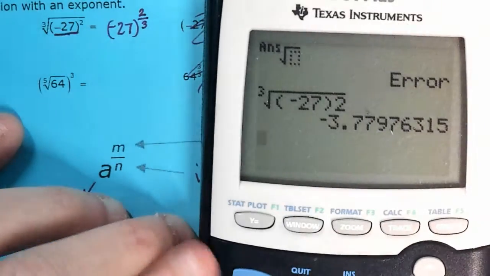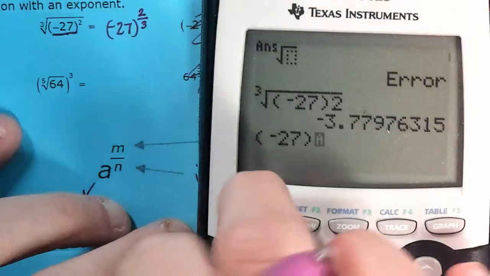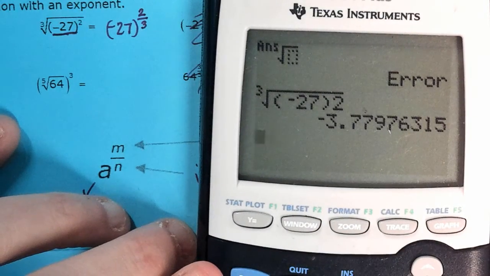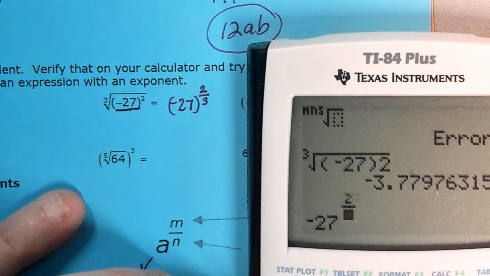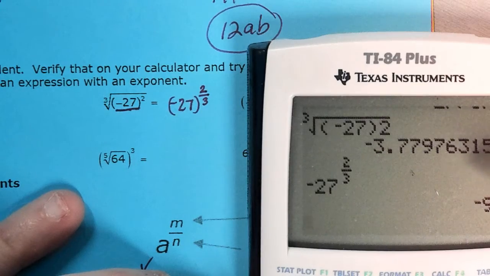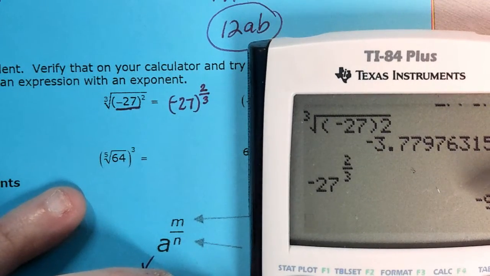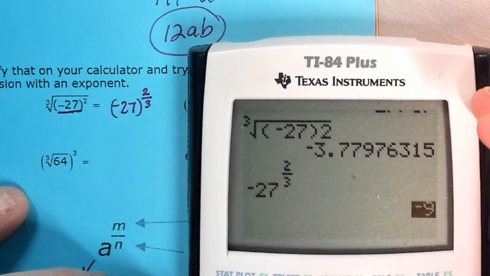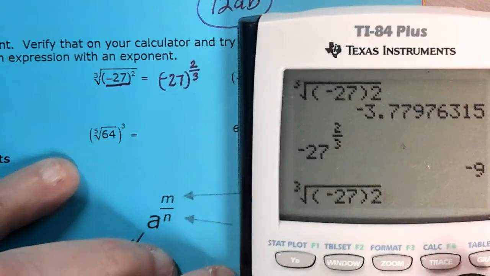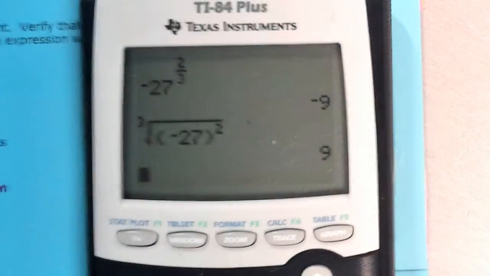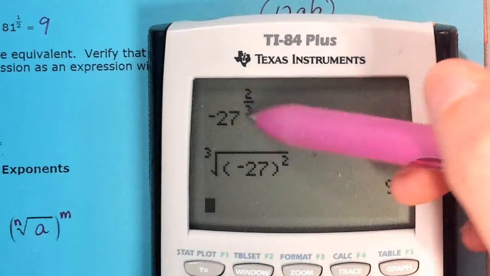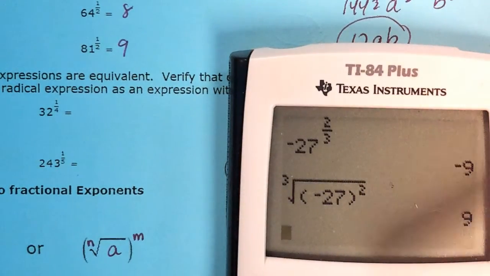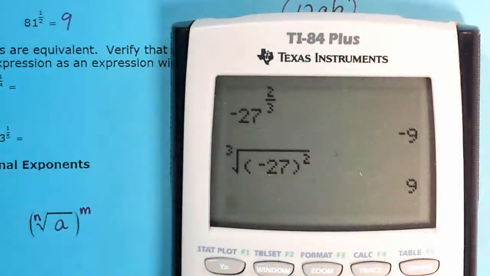So I could put negative 27 raised to the, what did we say? 2/3 power. Wait, what did I do wrong? I'm sorry, you guys, see, I catch myself. Now I get the same answer. What did I do wrong here? This isn't right. Take a look at this and think about what I did wrong.